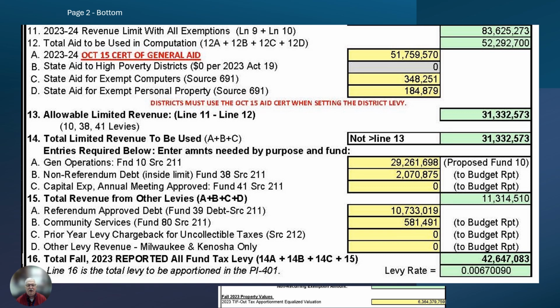The resulting levy rate is shown just below line 16, and in this case, it computes to 0.00670090. Now multiply that rate by 1,000, and you get the mill rate of $6.70 per thousand equalized. This concludes the revenue limit tutorial.